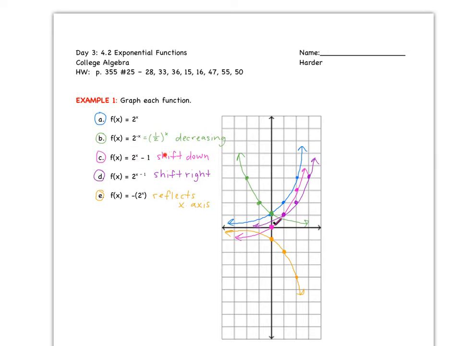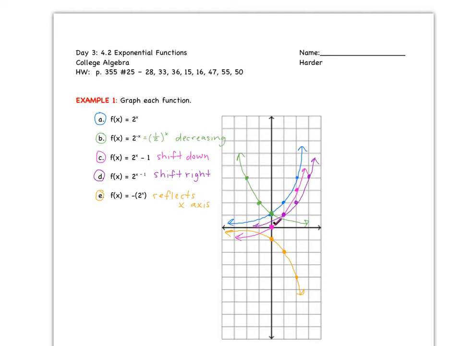Well, what we should notice is it's just our blue graph, but shifted down 1 unit. So instead of 0, 1, we're now at 0, 0. Instead of 1, 2, we're now at 1, 1. And instead of 2, 4, we're now at 2, 3. So this just shifts it down 1. But look at D. Now it's 2 to the x minus 1, where the minus 1 is in with the power. So what's going to happen here?